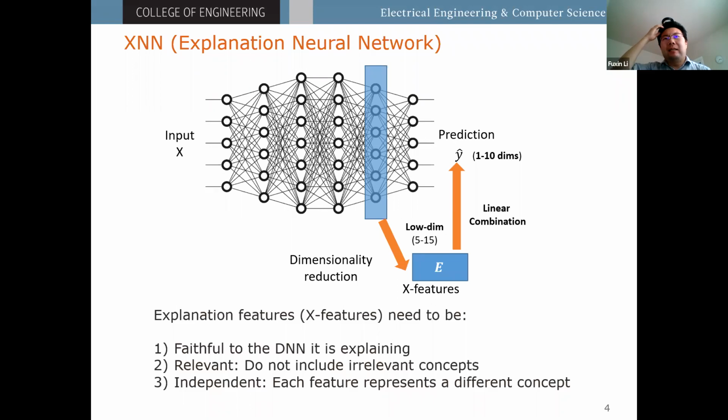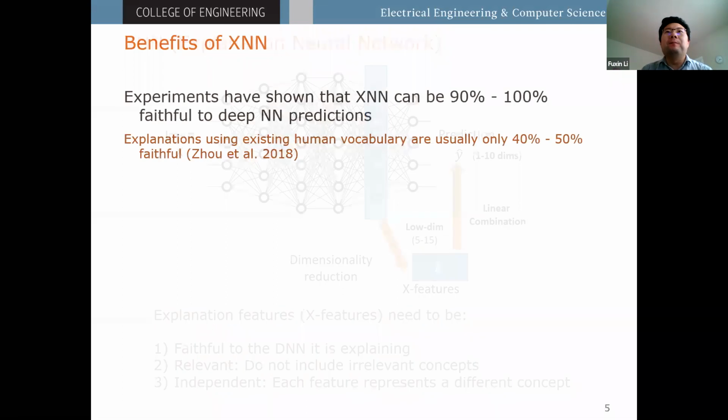So we created a loss function, where we said these explanation features need to be not only faithful, but also relevant. They cannot include irrelevant concepts. And most importantly, we want to make sure that each X feature here represents a different concept. So we created an optimization to solve this via training. This dimensionality reduction itself is a nonlinear deep network of several fully connected layers, and then there's a linear combination. I will skip the formula itself, but I'll show you some of the results later on.